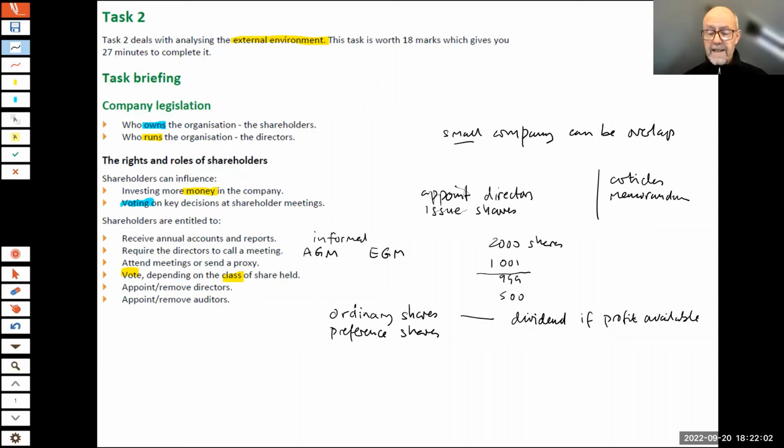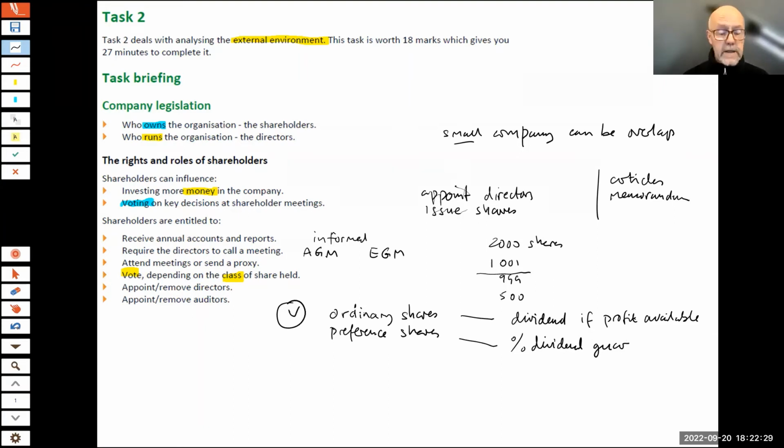So ordinary shares get a dividend if there is profit available, but they do get to vote. Ordinary shares almost always have voting rights. The other type of share is a preference share, and a preference shareholder gets a percentage dividend guaranteed.